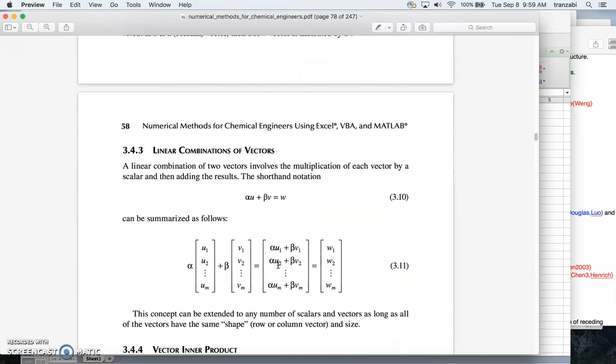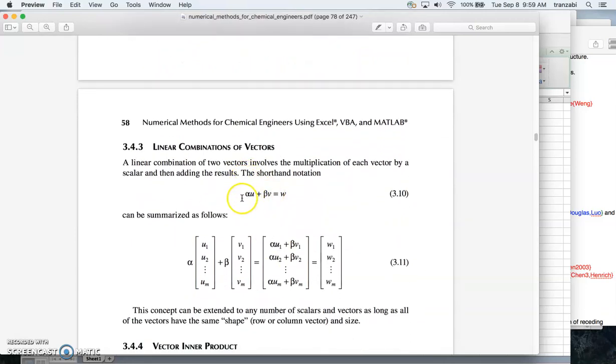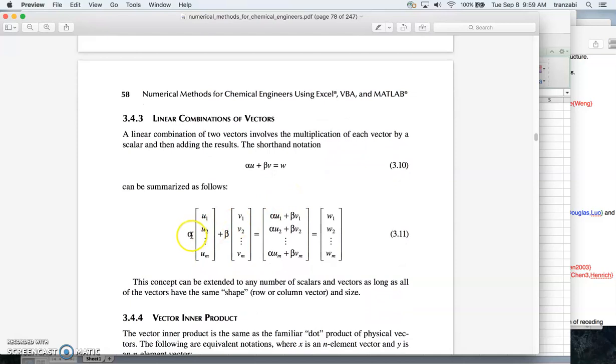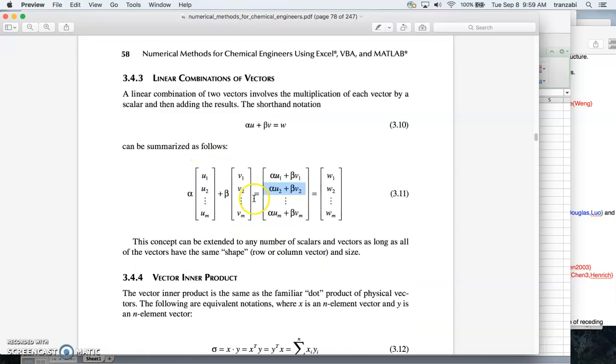Linear combination of vectors. If you have two vectors, u and v, of the same dimension, you can multiply the first one by a constant alpha, the second one by beta, and add them up, you get w. What it means is, you multiply alpha by every element of u and beta by every element of v, and you do the element-wise addition, like alpha times u1 plus beta times v1 is the first element of w, which is w1. And then alpha times u2 plus beta times v2 gives rise to the second element, which is w2, right? And so forth. So that's what I mean by linear combination of vectors.